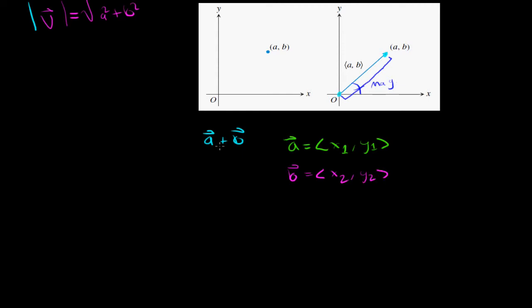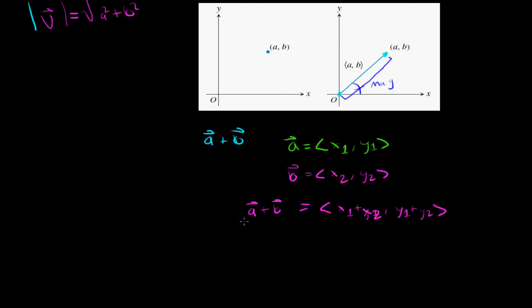And if we're just going to add these together, it's actually fairly straightforward. All we need to do is add the corresponding components together. So we'd add x1 and x2 together, and then y1 and y2 together to get the new vector, vector A plus B. So vector A plus vector B is equivalent to the vector noted x1 plus x2, and then y1 plus y2.